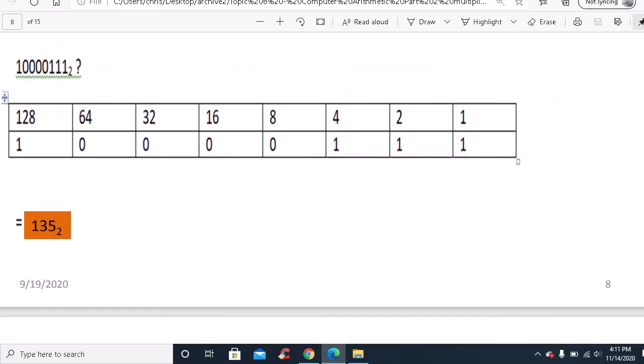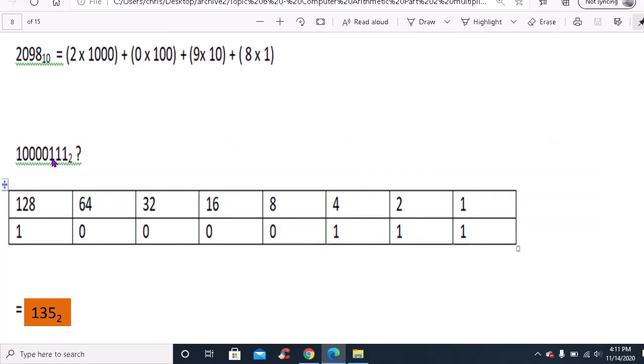let me get this page back. Let me just say that again. This is 1 times 2 raised to the power of 2, which is 4. And then you've got 1 times 2 raised to the power of 1, which is just 2, plus 1 times 2 raised to the power of 0, which is 1. So if you add all those together, you should get 135.